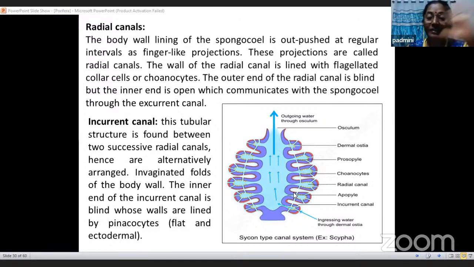From the apopyle, the water goes out. Comes in. You can't say it goes out. It is coming in. So water comes inside the spongocoel over here, and from the spongocoel, the water is pushed out through the osculum. That is the outgoing water. So this is what you will have to understand about these different canals. Any doubt over here in the canals? Radial canal, incurrent canals. Any doubt? If you don't have doubt, I'm just going to go to the next.